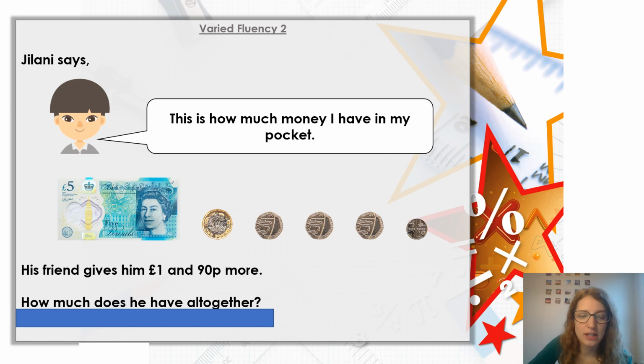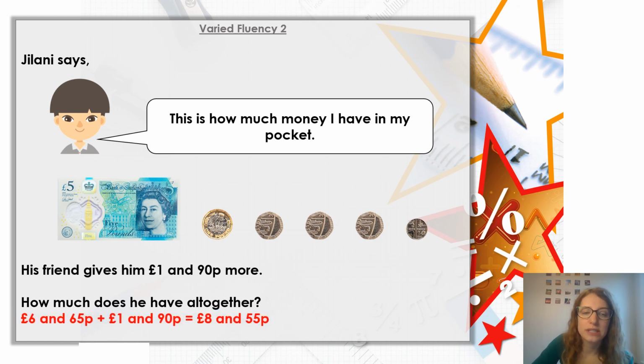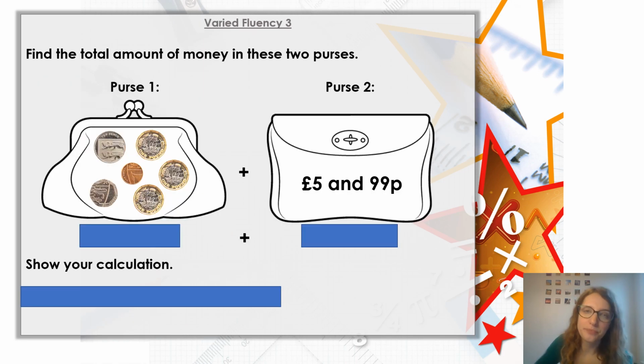Okay, so let's have a look at the answer. So we've got £6 here, so our £5 note and our £1, and then 20, 40, 60 and 5. Okay, so £6.65, add the £1.90 from his friend, and he got £8 and 55p. Okay, so well done if you got it right, and you get an extra point if you put the pound symbol as well.